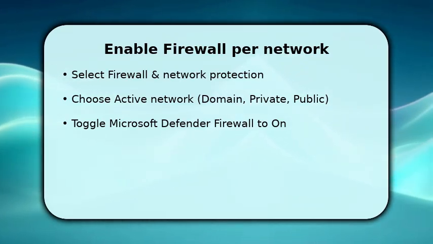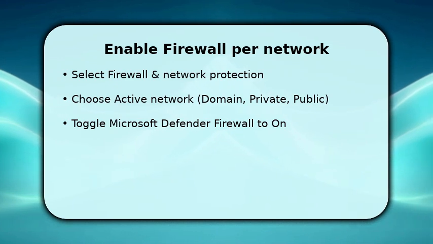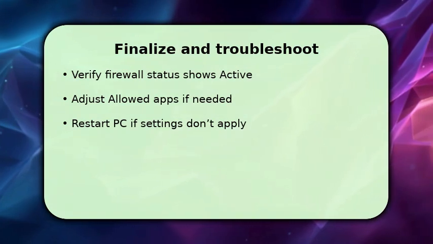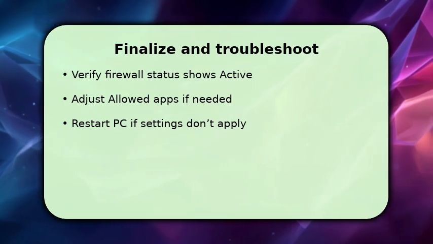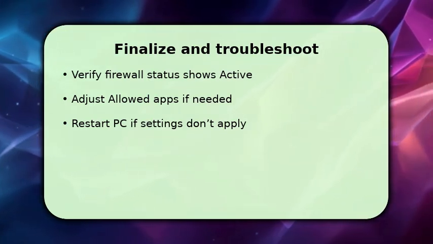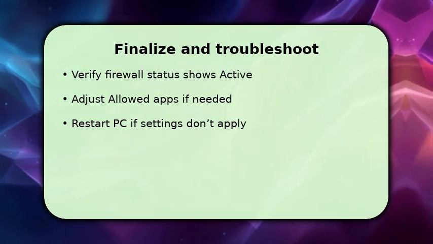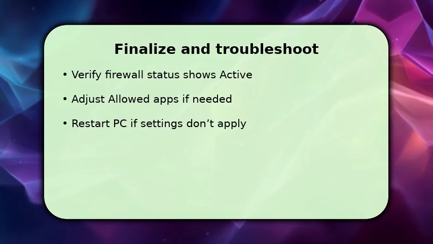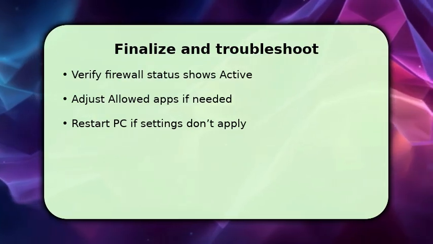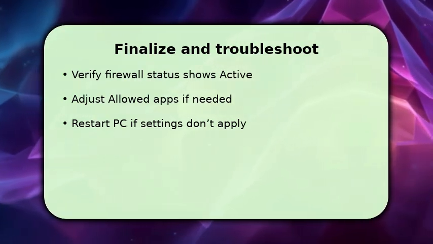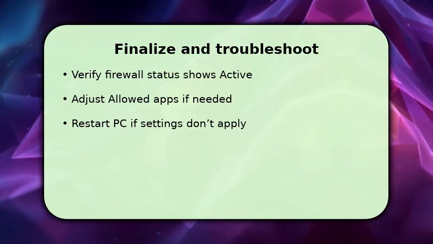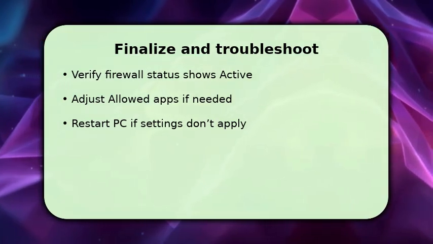After enabling, review allowed apps, so legitimate programs. You're almost done. Confirm each network profile now shows the firewall is active, which means Windows is blocking unauthorized access. If an application needs network access, click Allow an app through firewall and add it, specifying private or public access. This prevents service interruptions. If the setting won't stick, restart the PC to force policies to apply.